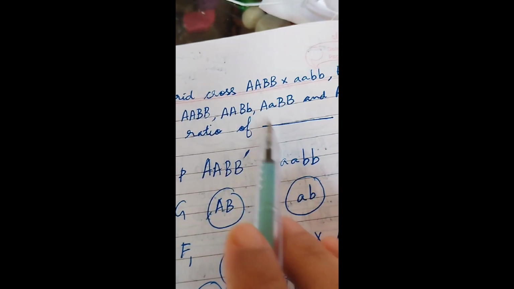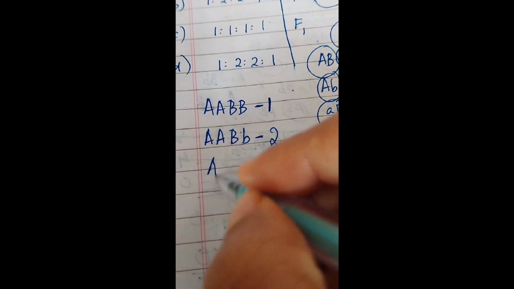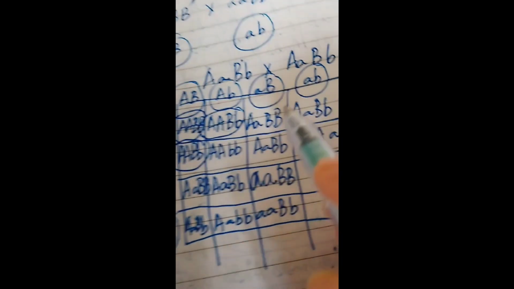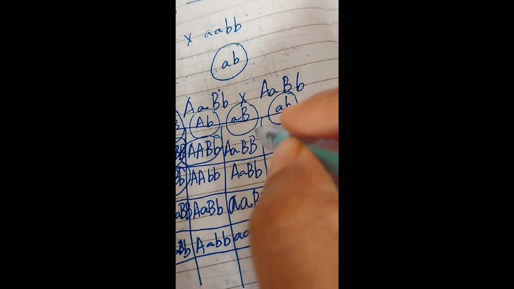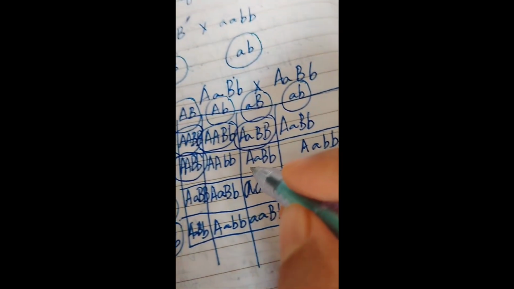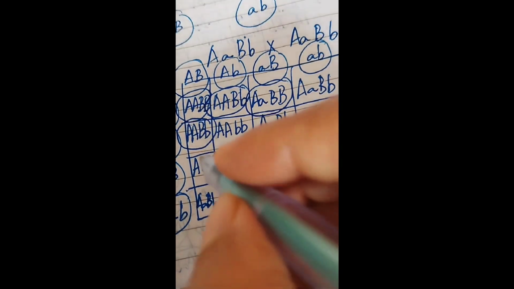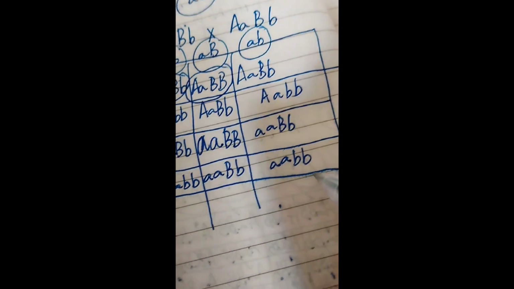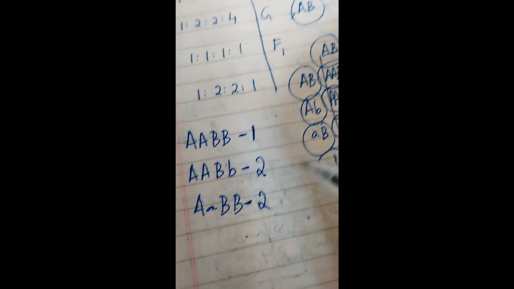The third they are asking is AaBB. We'll write it down here and count how many we have got inside the square. Here 1 is there, 1, and that's the second one. No more available, so we'll write down that 2 over here.